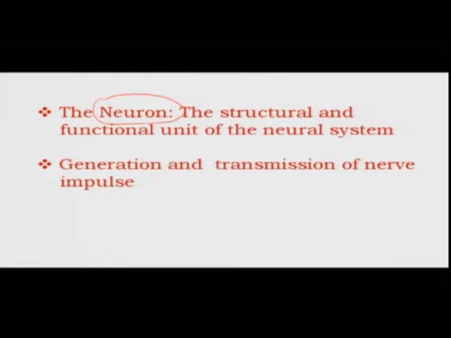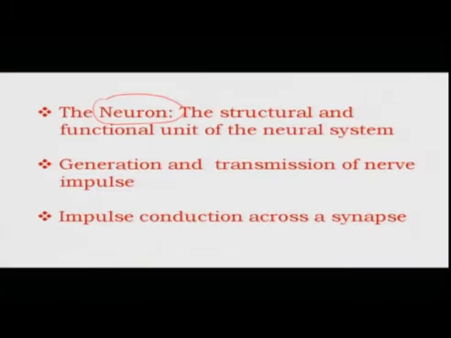Then we are going to talk about how this neuron functions. In order for the neuron to do what it does, that is, communicate between different organs in the body, it needs to generate what is known as a nerve impulse. So, we are going to talk about how this nerve impulse is generated and then how it is transmitted. The third thing that we are going to discuss today is the conduction of this impulse across a synapse.